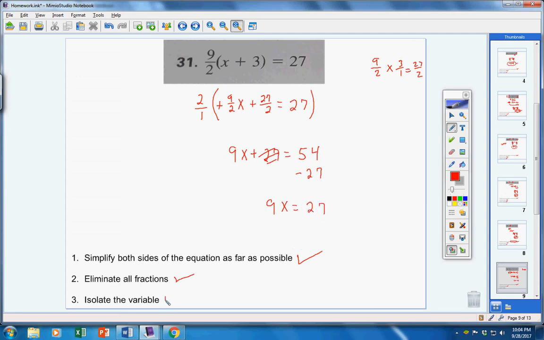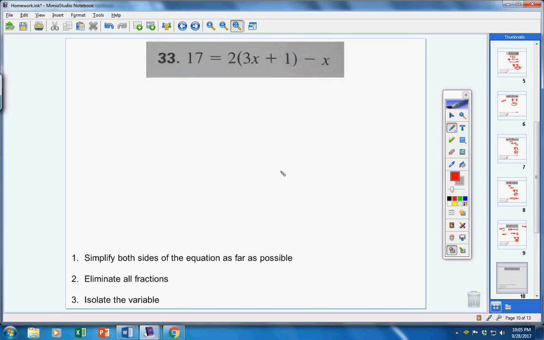Last step, now divide by 9, and x would equal 3. Okay? Let's check our work. Put a 3 in for x. 3 plus 3 is 6. So 9 halves times 6 equals 27. And that's correct. Trust me, if you take 9 over 2 times 6 over 1, you will get 27. Okay? Alright, number 33.